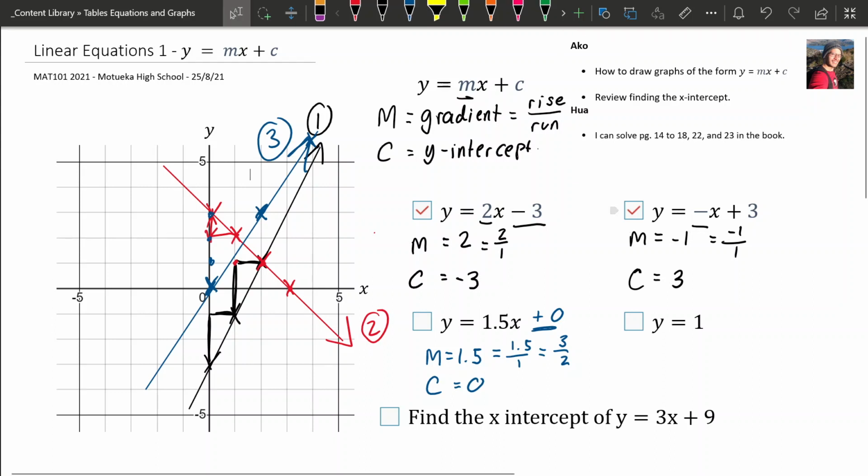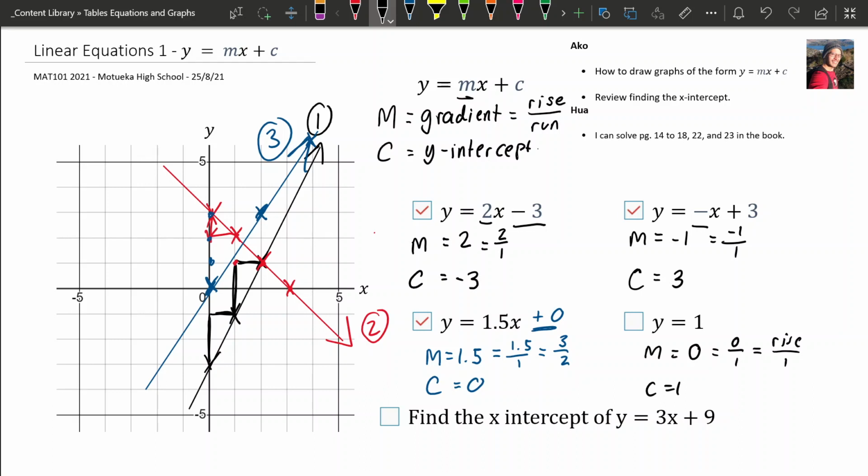Okay, the last one, y equals 1. So we have no m. So m's missing, so it's the same as 0x plus 1. Right, so m is nothing, it's a fraction that's 0 over 1, so it rises by nothing as it runs across for every 1.